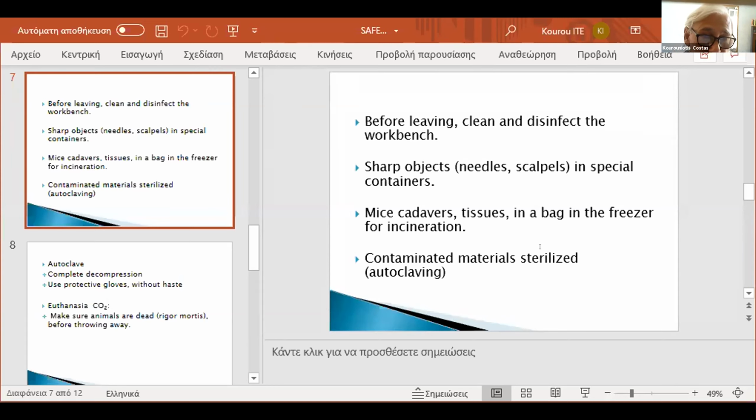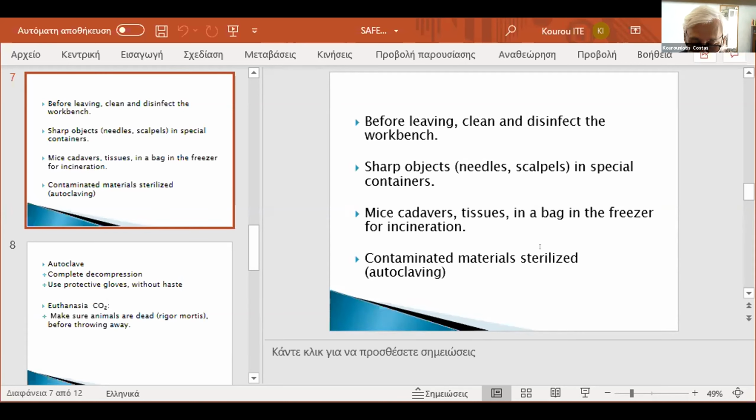When you finish with the mice, the dead bodies, please don't wrap them up in aluminum foil. You can wrap them up in paper tissue or just put them in a plastic bag, because after incineration, the aluminum turns to dust and pollutes the environment, and we can inhale it.